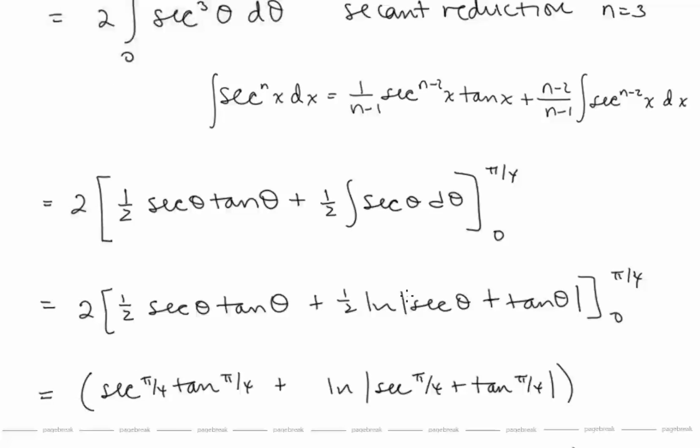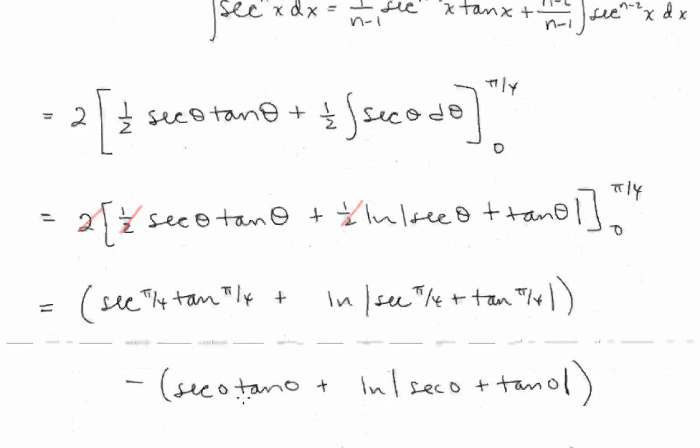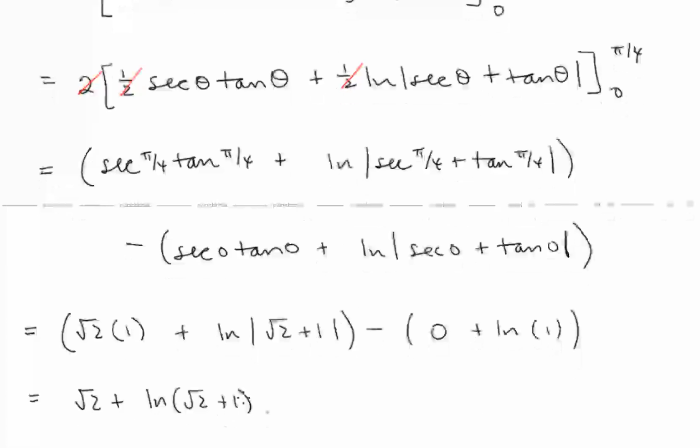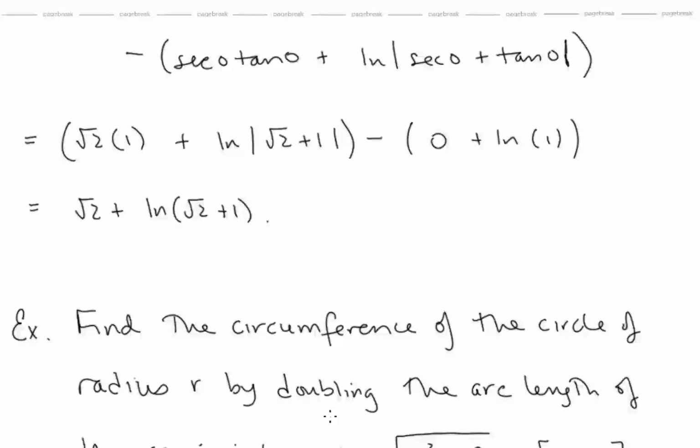So we integrate here. We can cancel the 2 with both of these halves. And so we plug in our bounds and subtract, and we are left with radical 2 plus ln of radical 2 plus 1. Let's take a look at another.